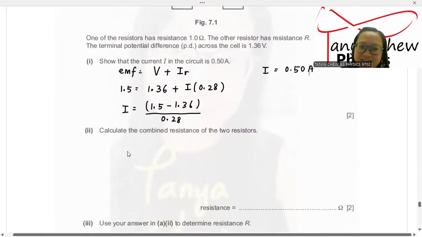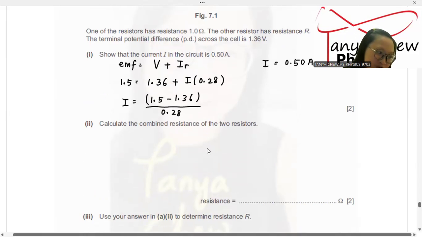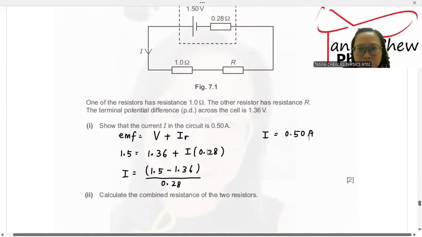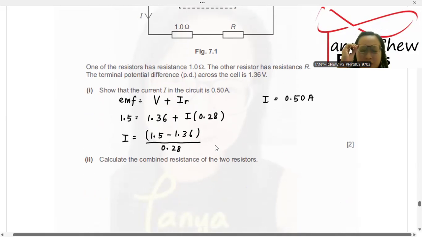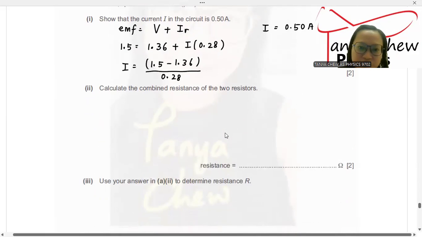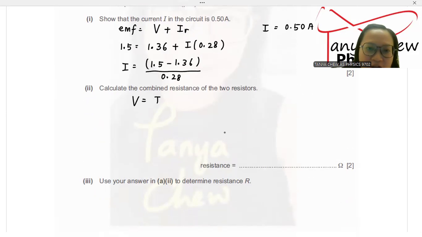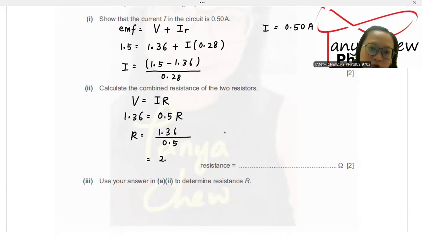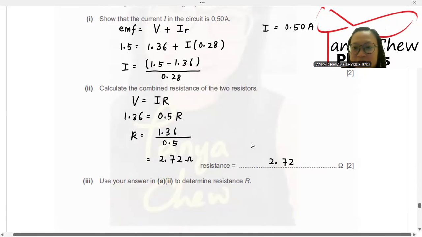And the second part, calculate the combined resistance of the two resistors. Since I have the value of the current and I have the value of the terminal potential difference, I can use Ohm's law, V equals IR. But the V is not EMF, the V is called terminal PD. Terminal PD, which is 1.36, I is 0.5, and I times R. R is equal to 1.36 divided by 0.5. So the value of R is 2.72. I put it in terms of three significant figures. If you want to put it in terms of two significant figures, that would be 2.7 ohm.